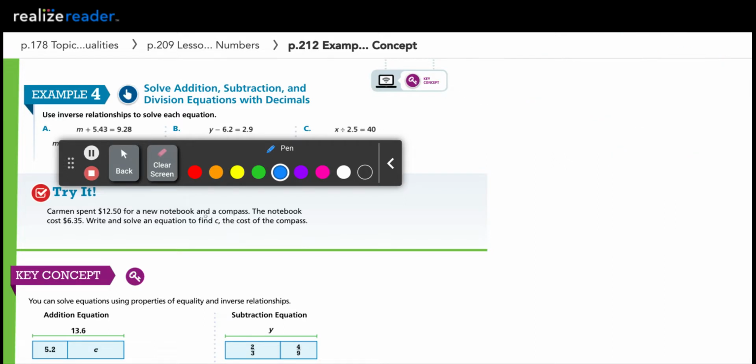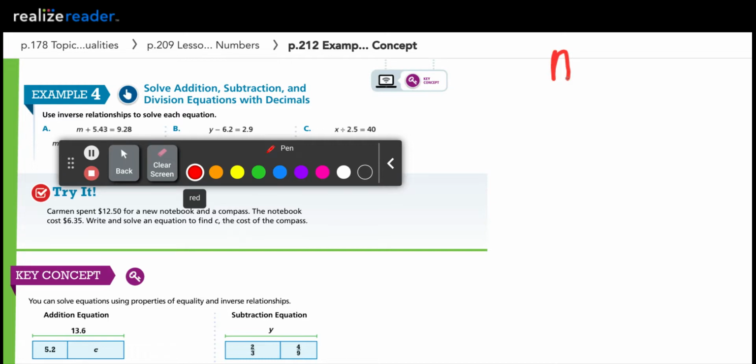The last question I want us to look at is this try it. Carmen spent $12.50 for a new notebook and a compass. The notebook cost $6.35. Write and solve an equation to find C, the cost of the compass. So when I think about someone buying a notebook and buying a compass, I know that we're going to have the cost of the notebook. And if I'm buying two things, we want to find the total cost.